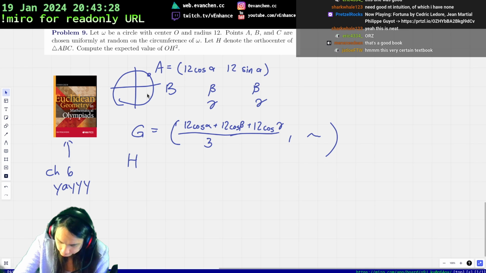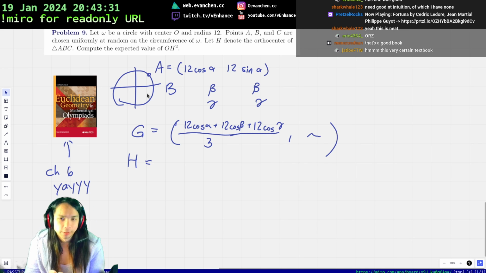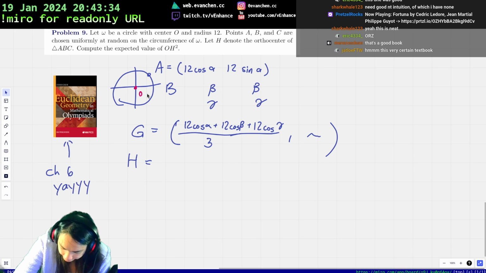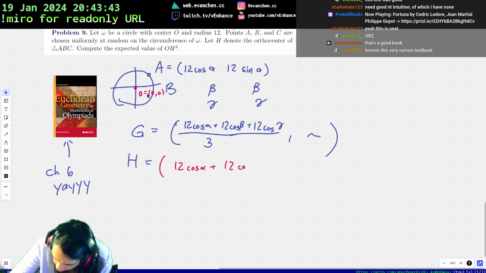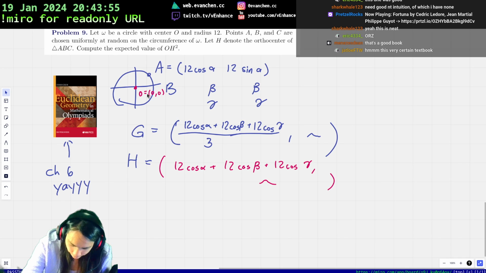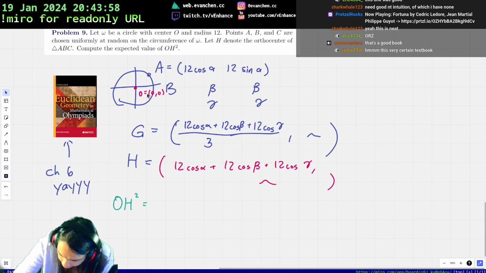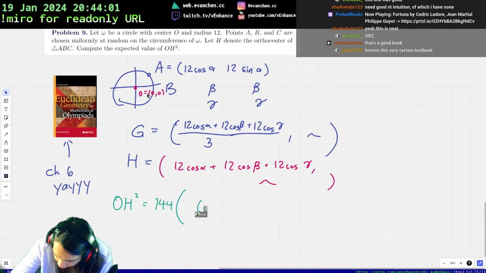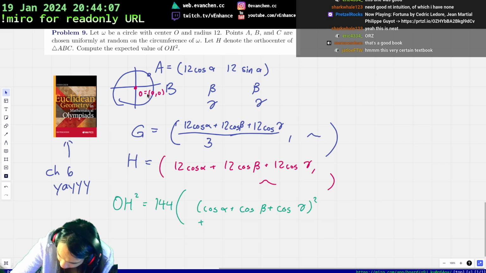And H is what happens with the orthocenter. Because of the Euler line, because the origin's at 0, 0, the coordinates of H are given exactly by 12 cos alpha plus 12 cos beta plus 12 cos gamma, and then the same thing with the sines. So you can just write down the value of OH squared because of the Pythagorean theorem. OH squared will be 144 times (cos alpha plus cos beta plus cos gamma) squared plus (sine alpha plus sine beta plus sine gamma) squared.